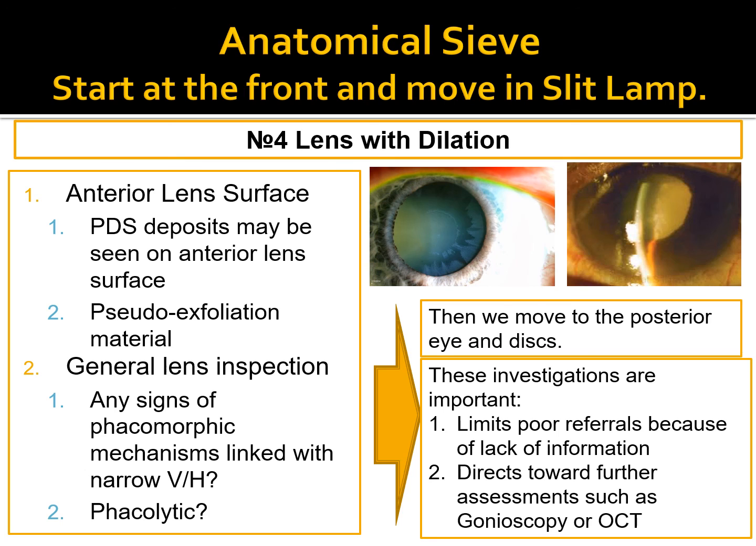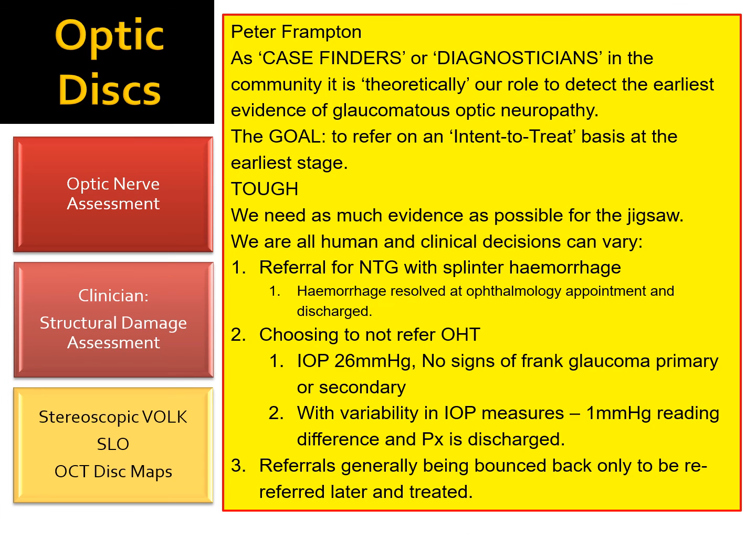But once we've done all that, then we move to the posterior eye and the discs. So whether you consider yourself case finders or diagnosticians, I certainly consider myself a diagnostician in the community. It's theoretically our role to detect the earliest evidence of glaucomatous optic neuropathy. So the goal is to refer on an intent to treat basis at the earliest stage, and that's obviously tough. So we need as much evidence as possible for the jigsaw.